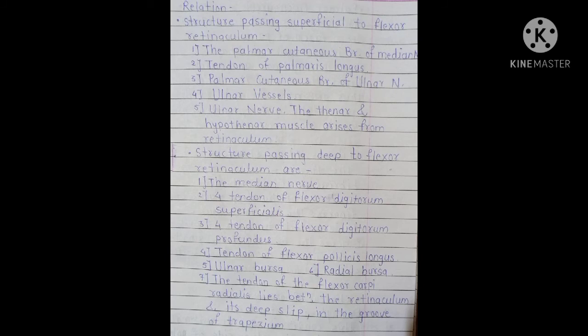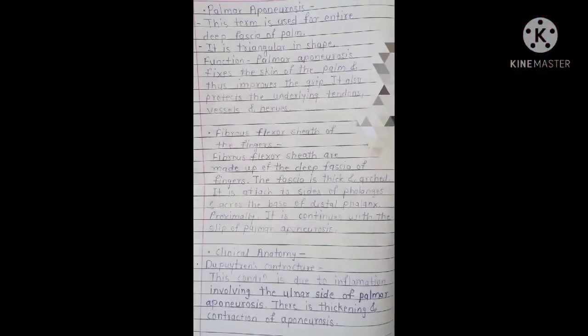The structures passing deep to the flexor retinaculum are the median nerve, four tendons of flexor digitorum superficialis, four tendons of flexor digitorum profundus, the tendon of flexor pollicis longus, the ulnar bursa, the radial bursa, and the tendon of flexor carpi radialis, which lies between the retinaculum and its deep slip in the groove of the trapezium.